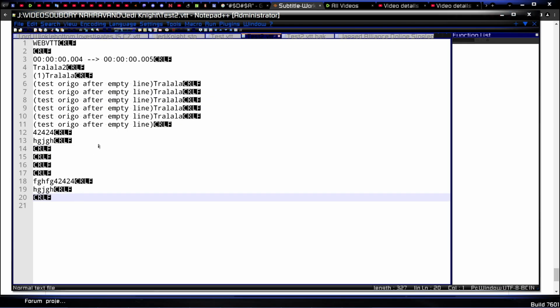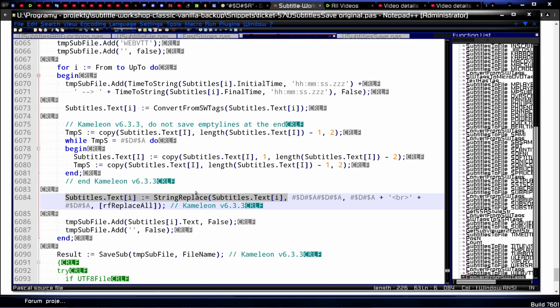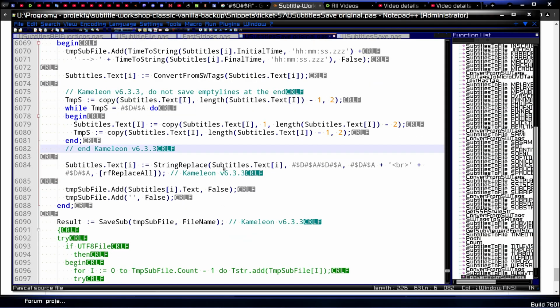I think I figured out what the problem is in this specific case. So what's happening here is that, well, we can take the original. In the original, at first I thought that this variable was a single line of text in a subtitle, but it appears that it's the entire subtitle, the contents of the subtitle, the text content of a subtitle.